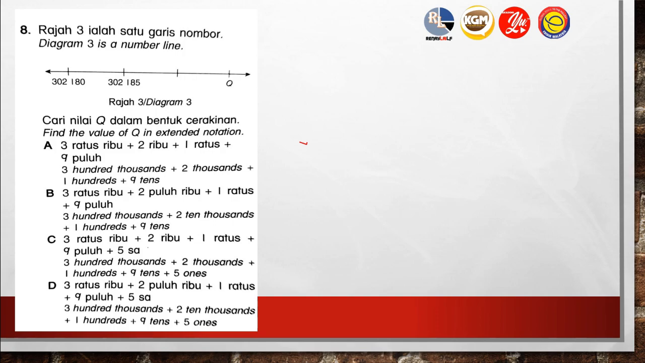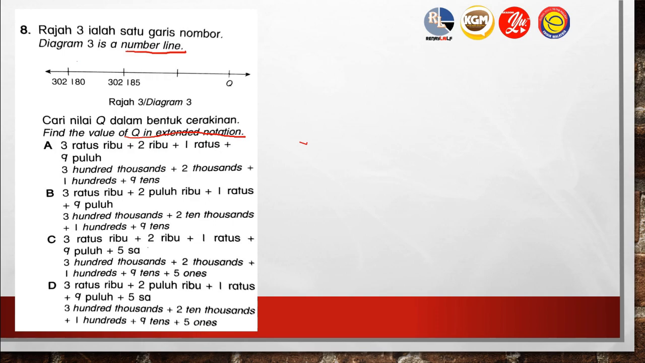Alright, let's look at number 8 now. Diagram 3 is a number line. Find the value of Q in extended notation. If you notice, extended notation can be written in two ways: in place value or in digit value. In this question, the answers are all in place value, so we are going to do it according to place value.